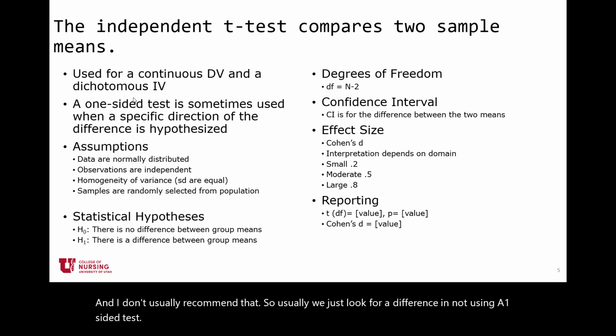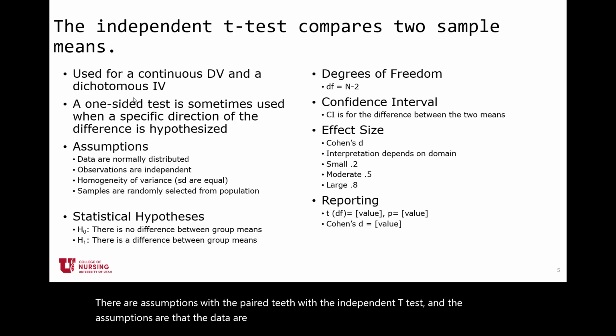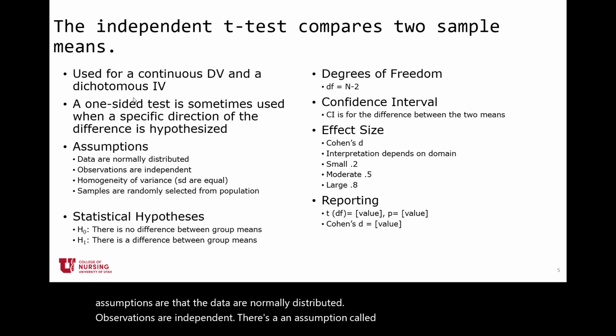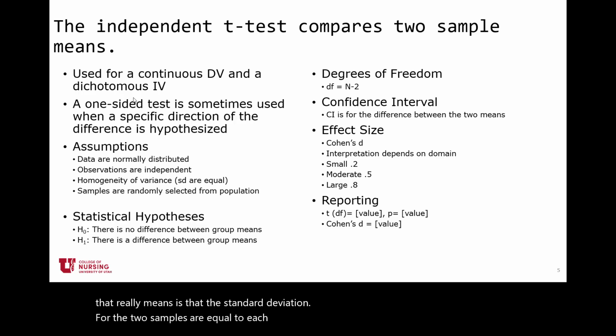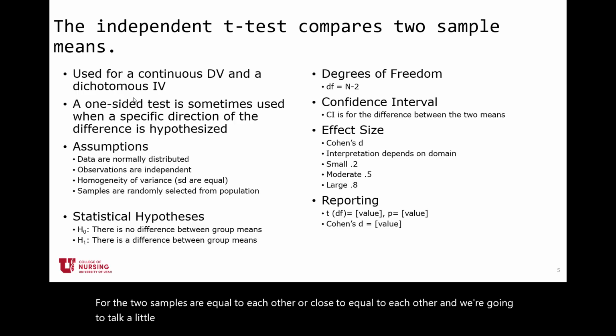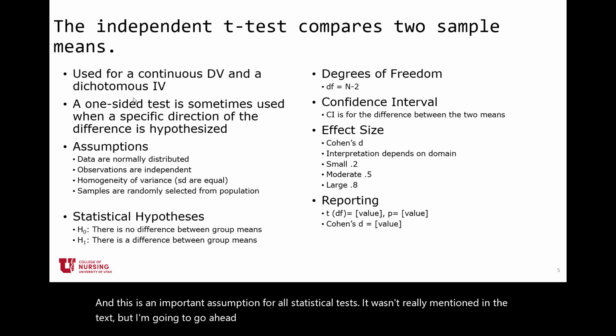There are assumptions with the independent t-test, and the assumptions are that the data are normally distributed and observations are independent. There's an assumption called homogeneity of variance, and all that really means is that the standard deviations for the two samples are equal to each other or close to equal. We're going to talk a little bit more about that. And this is an important assumption for all statistical tests. It wasn't really mentioned in the text, but I'm going to go ahead and include it here because you really should be considering this an assumption of statistical tests.